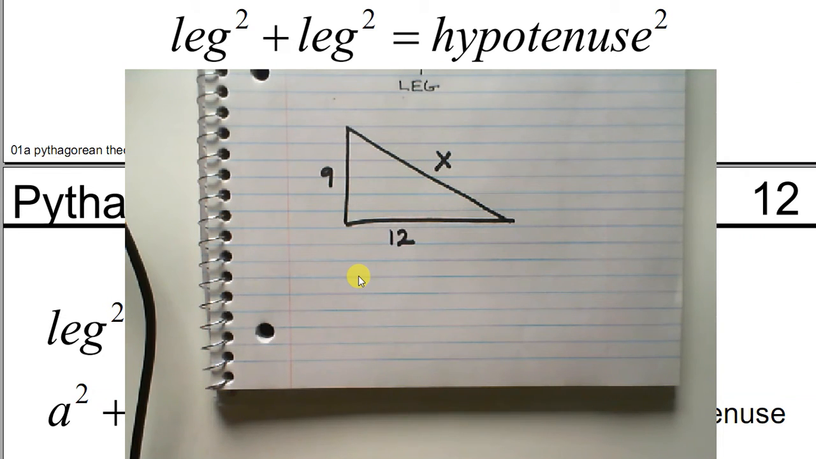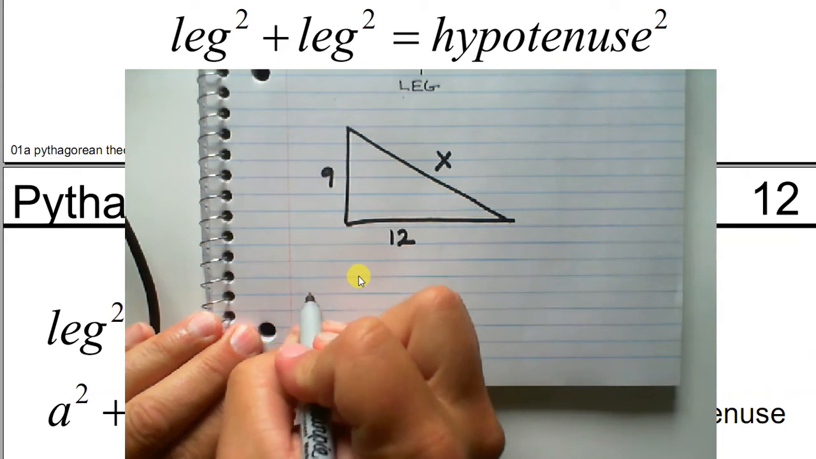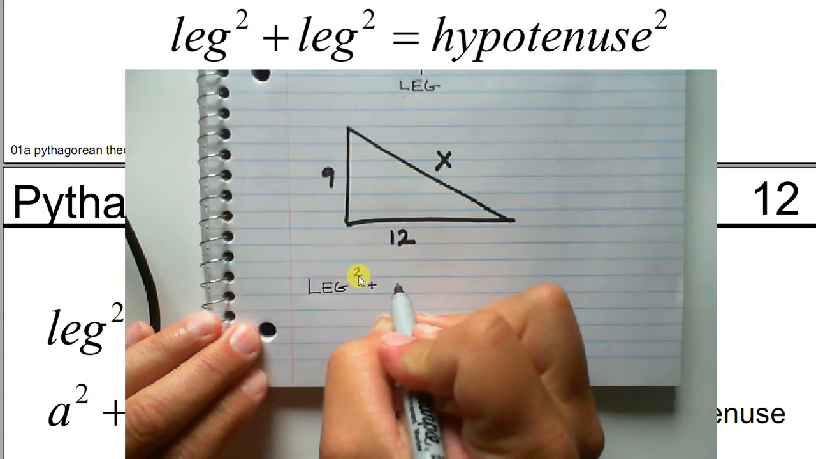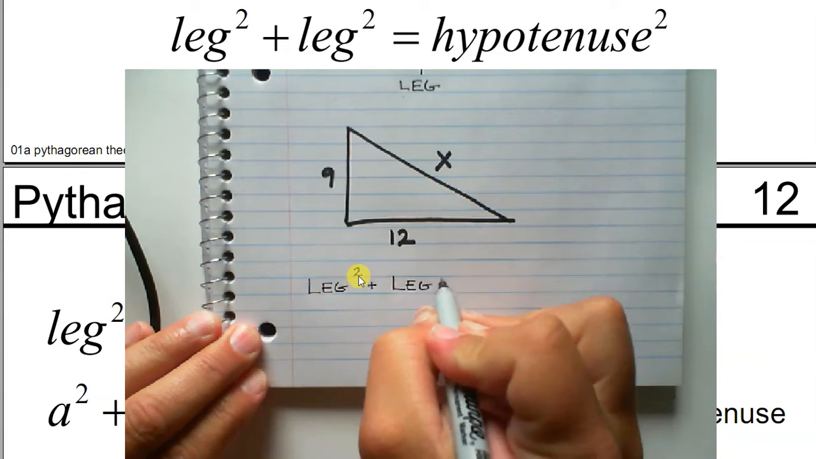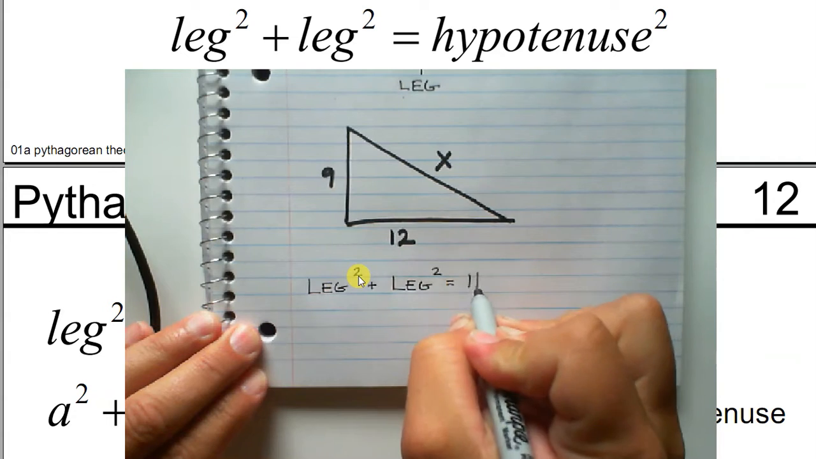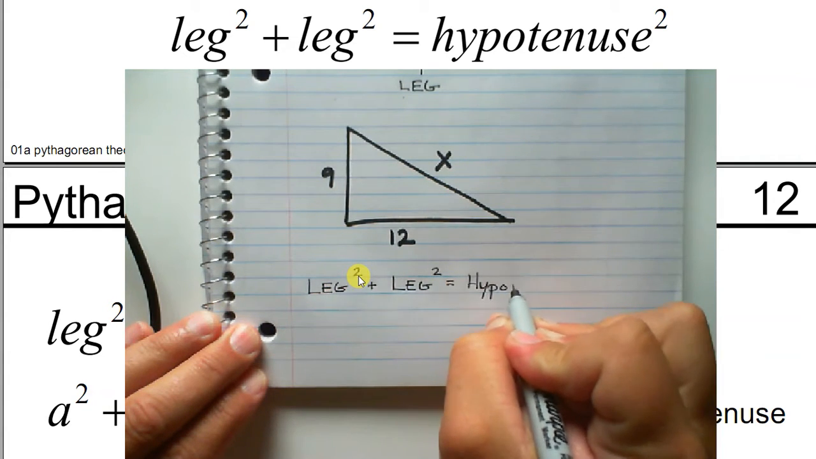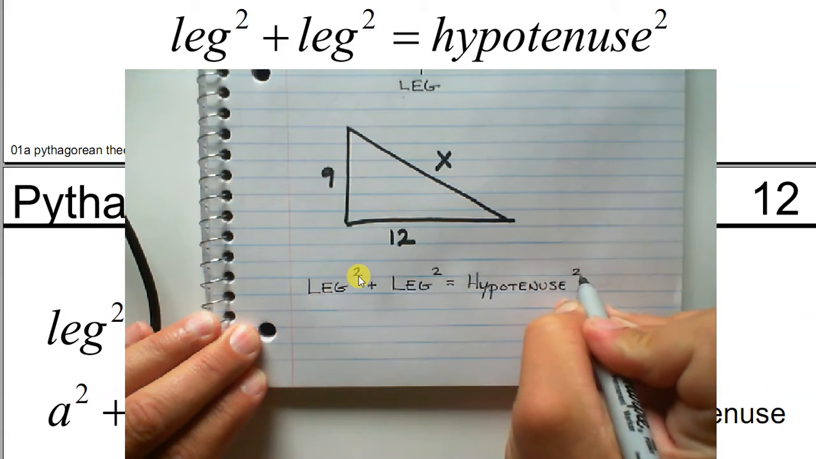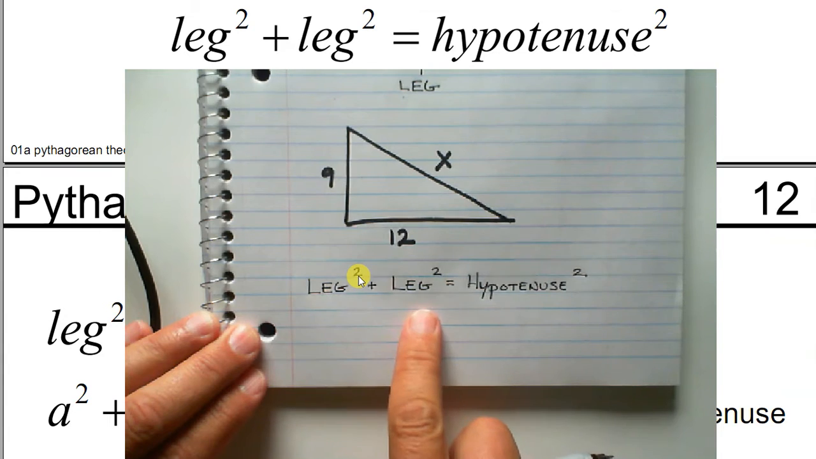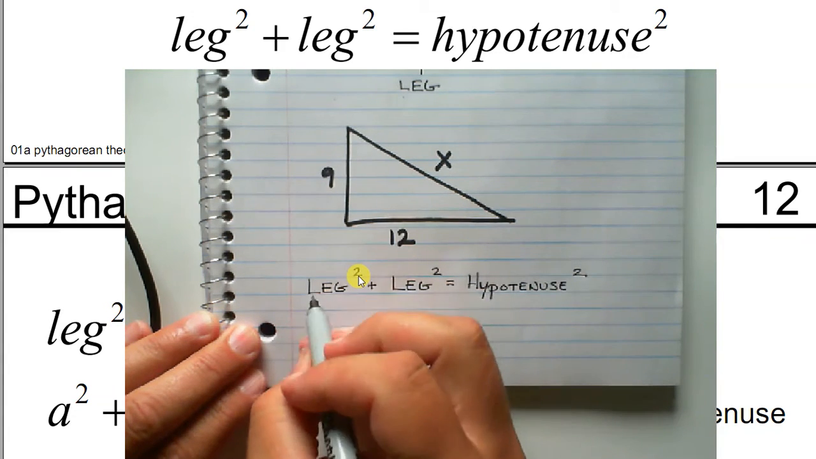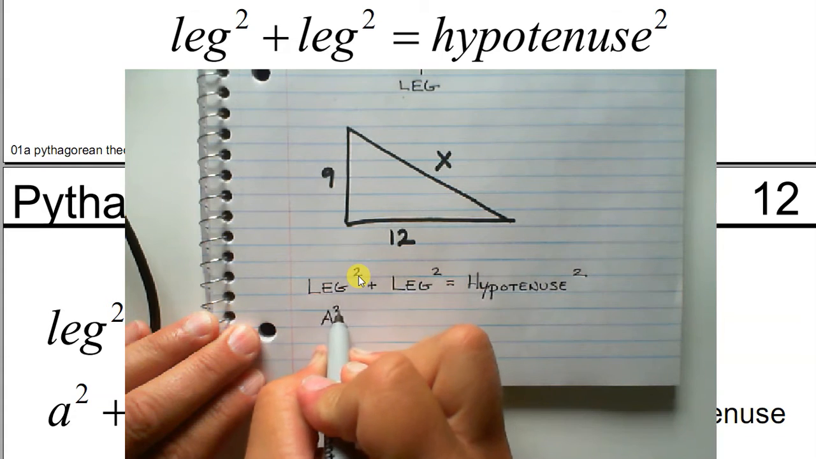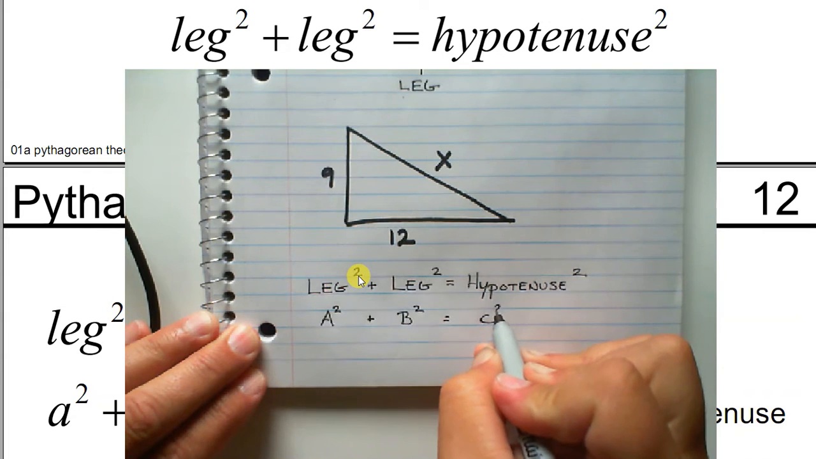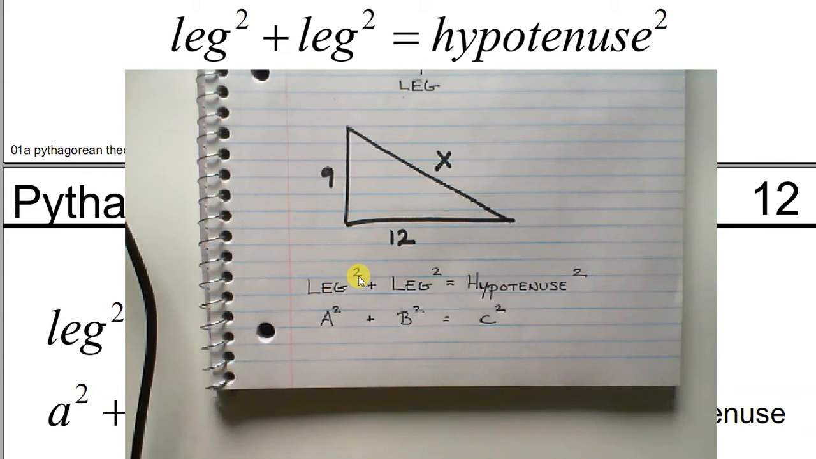So this is what the Pythagorean theorem looks like. It's leg squared plus leg squared equals the hypotenuse squared. Leg squared plus leg squared equals hypotenuse squared. You're also going to see it written as a squared plus b squared equals c squared. Other classes will write it like that.